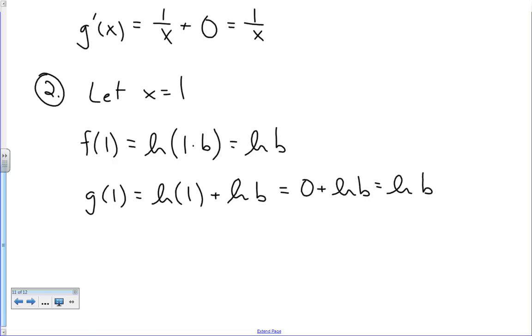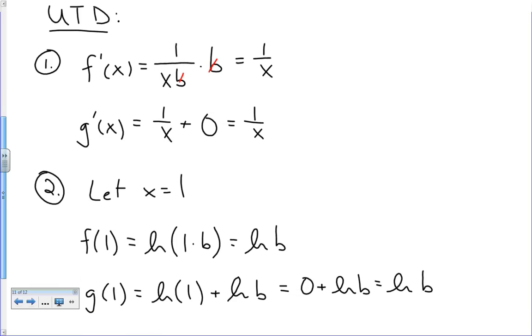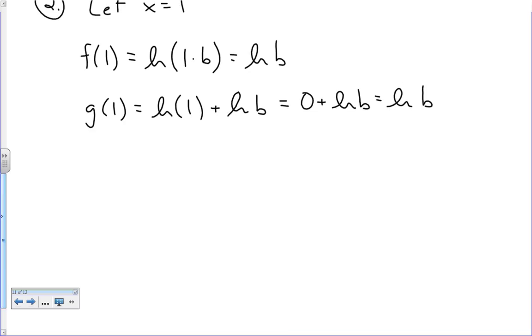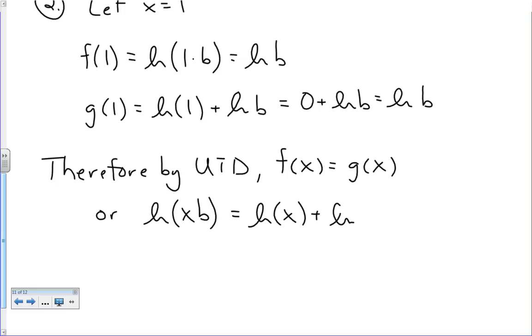So in both cases, we get the ln of b. So we have that their derivatives are equal to each other in the first part of this theorem. In the second condition, we found a point where they have in common. So now we can conclude, therefore, by the uniqueness theorem for derivatives, f of x is equal to g of x. Or we could say f of x, the ln of x times b, is equal to g of x, the ln of x plus the ln of b.